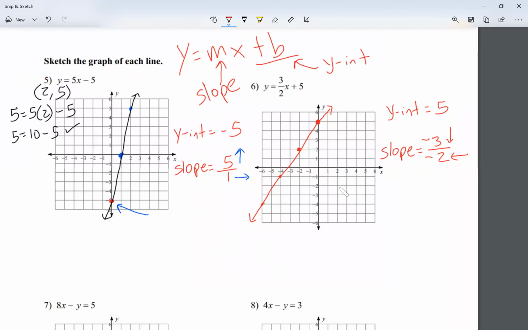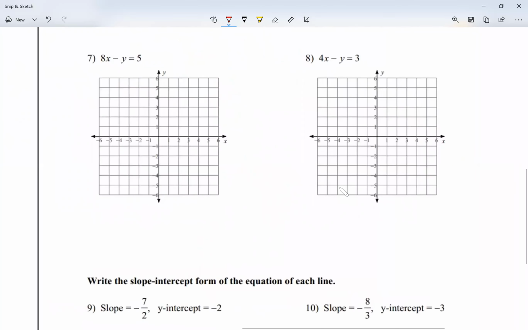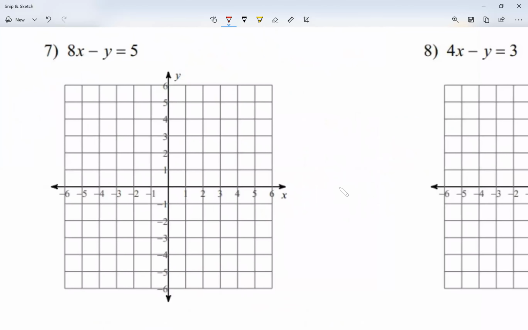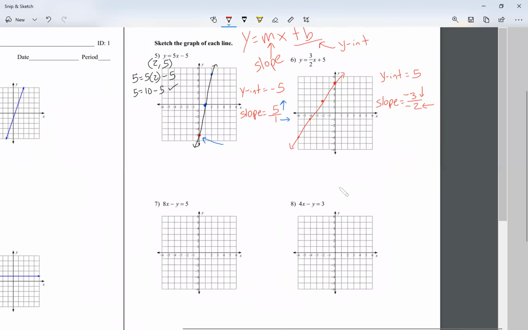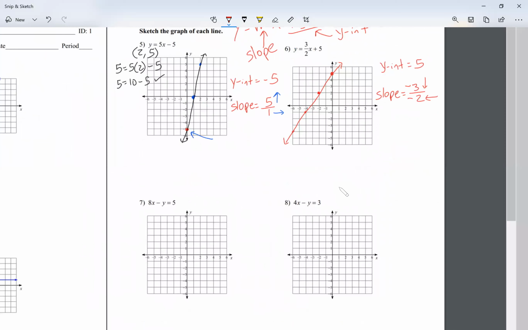The last number is my y-intercept. The number in front of the x is my slope. It's easy. Now, for questions 7 and 8, I'm going to give it to you in standard form. Standard form gives me 2 points and the slope, so I'm going to get more information. Let me zoom out. Questions 5 and 6, when given in slope-intercept form, I have only 1 point and a slope. That's all I get.